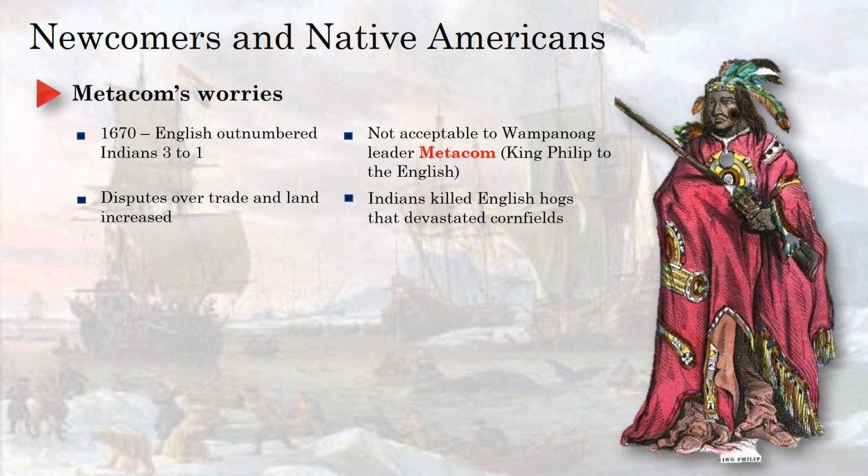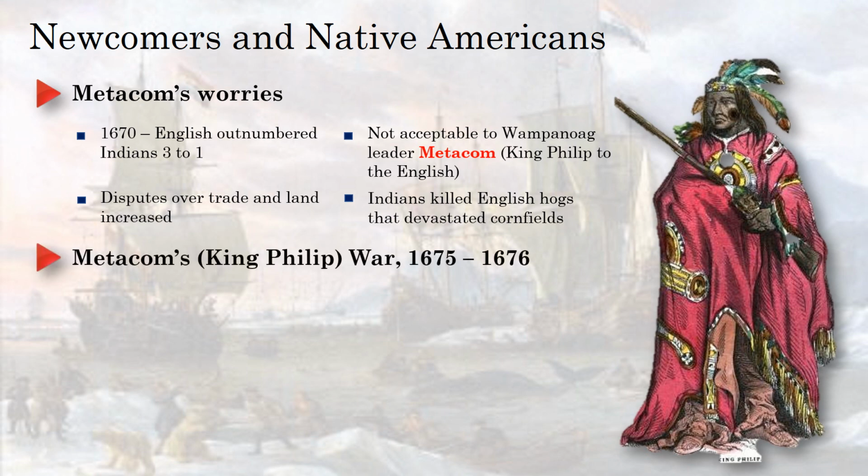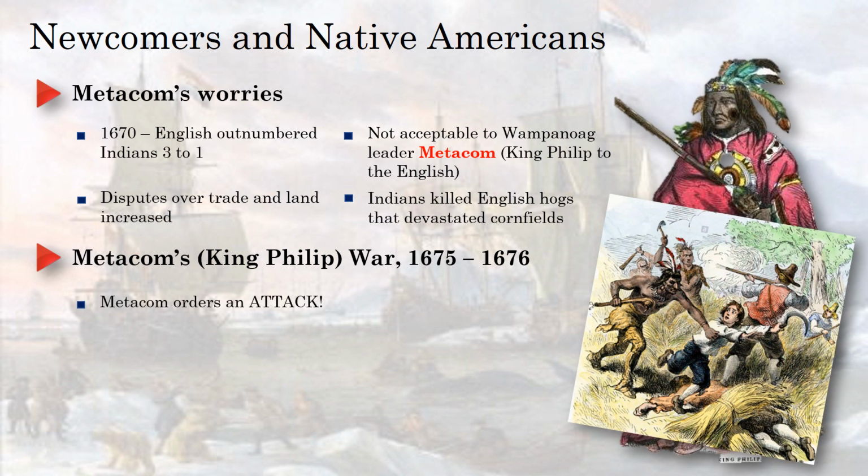And the inciting incident in the next big conflict, which is known as King Philip's War, is when the Indians start killing the English hogs that wander off of their property and devastate Indian cornfields. Well, Metacom's War ensues over one of these incidents in 1675. Metacom orders an attack on all English settlements. It's a coalition of natives, that is, natives from just about every tribe and society that want to join together, increase their strength in numbers, and try to wipe out the English once and for all.